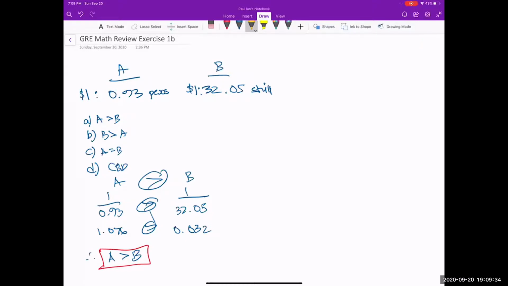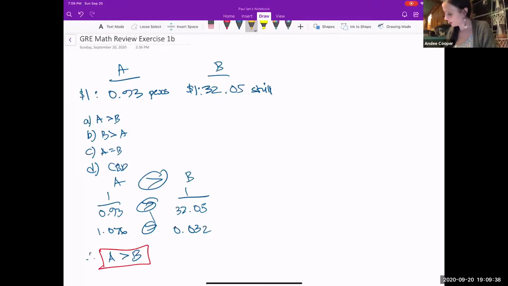Okay. I got it. What was your equation? I was trying to do like, so 1 times... if quantity A is the dollar value of 1 peso, it's 1 times 0.93, right?